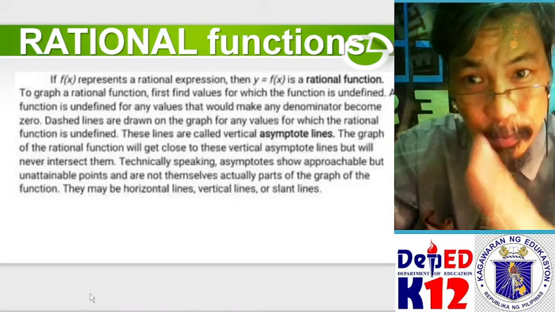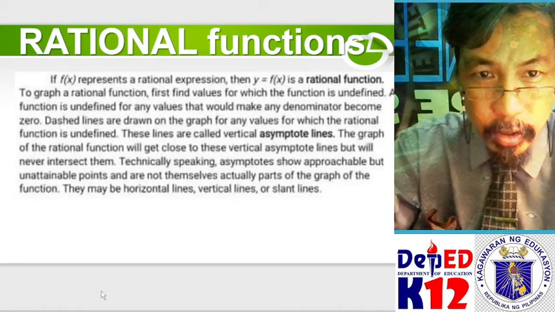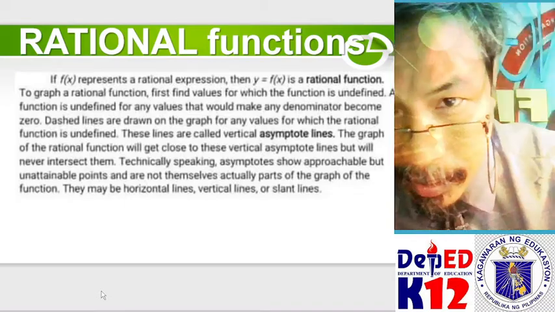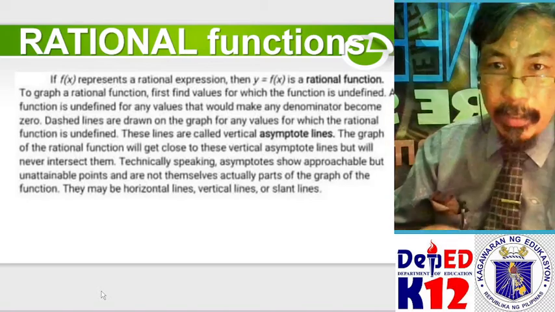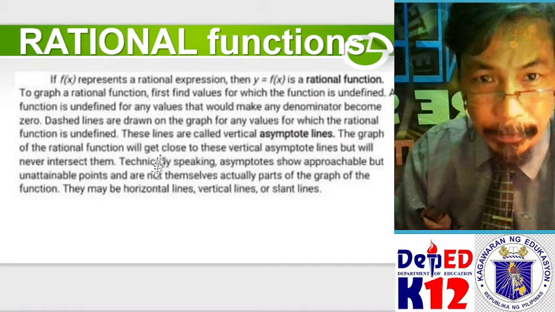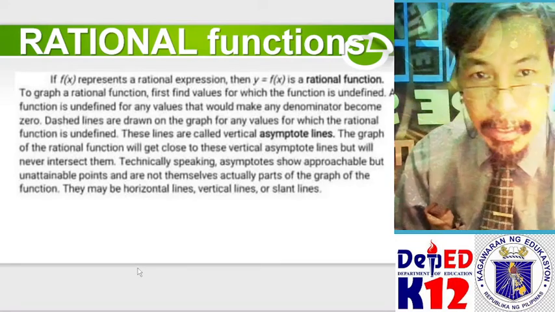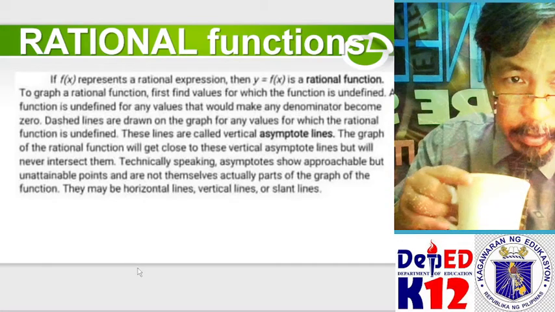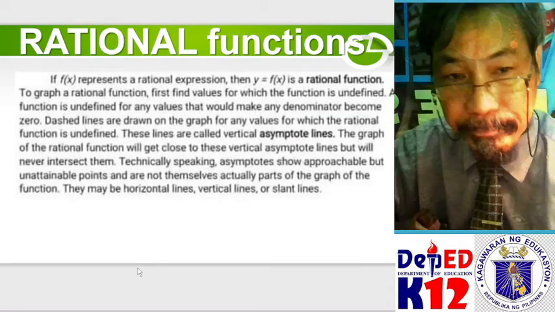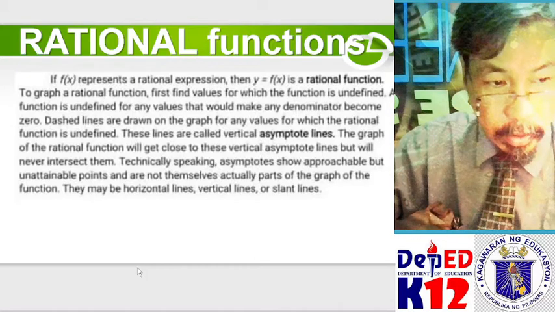Then, dashed lines are drawn on the graph for any values for which the rational function is undefined. So, we will use dashed lines rather than solid lines if we encounter undefined parts of the graph. These lines are called vertical asymptote lines. We will use dashed lines to represent vertical asymptotes.